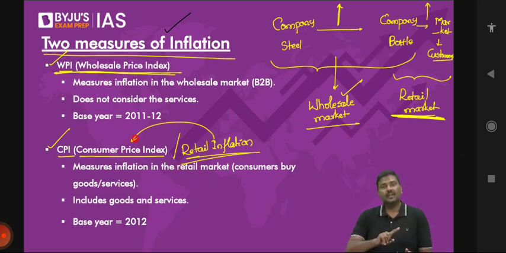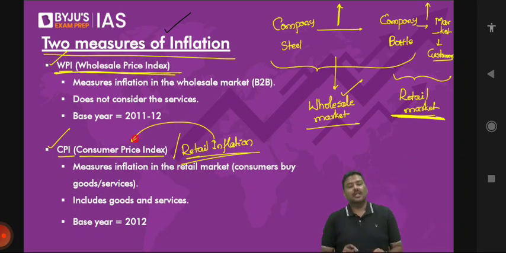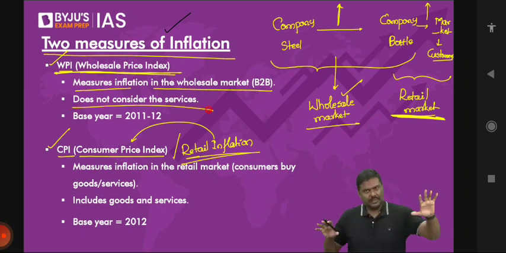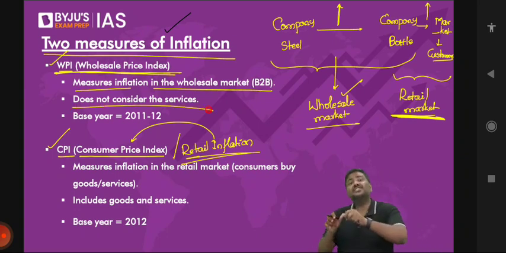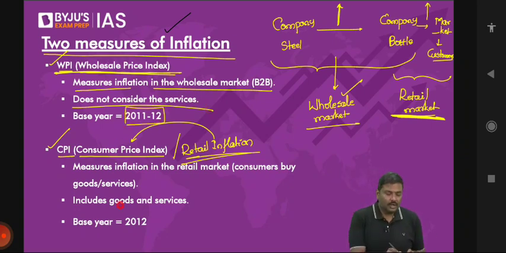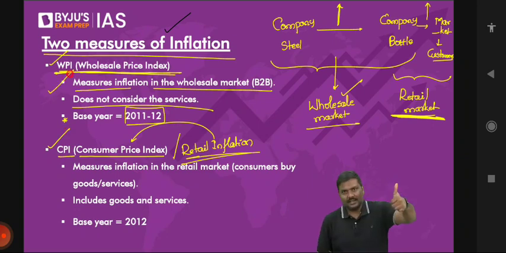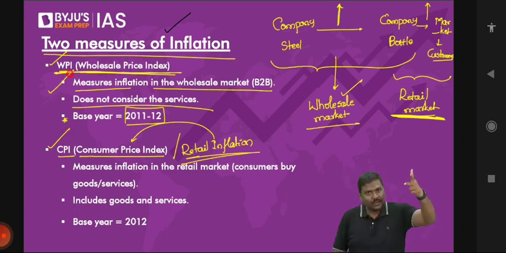One is the wholesale market, the second is the retail market. In the wholesale market, understand this, we consider only the price changes of goods, but services are not included. And the base year for the calculation of WPI is 2011-12. Do not panic, do not worry about the base year, I'll cover it later. Have patience. So in case of WPI, we consider a lot of goods, but no services.